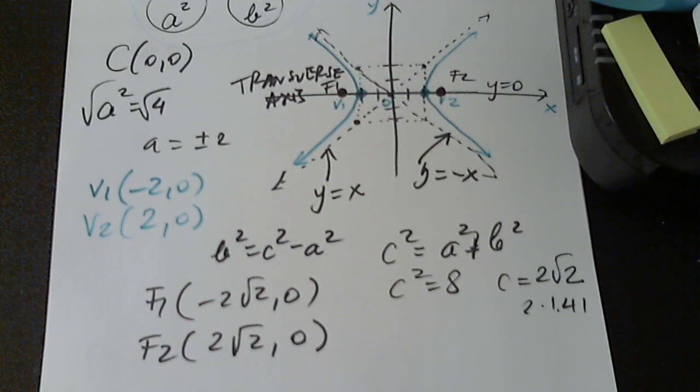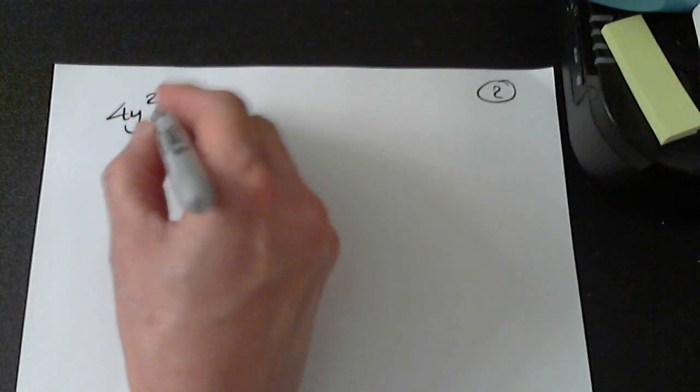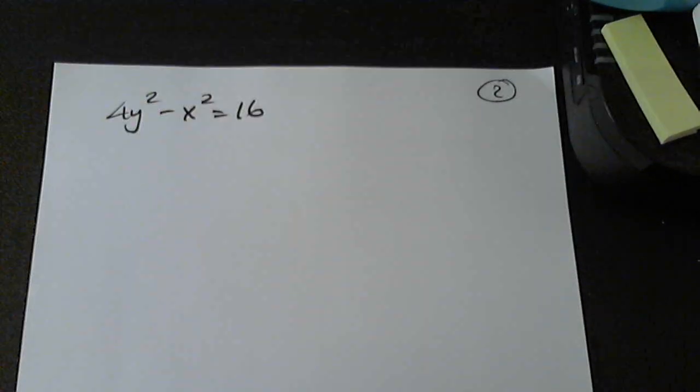So let's also look at one that has a vertical transverse axis. Any questions for me so far? Any questions? So let's say 4y squared minus x squared equals 16.